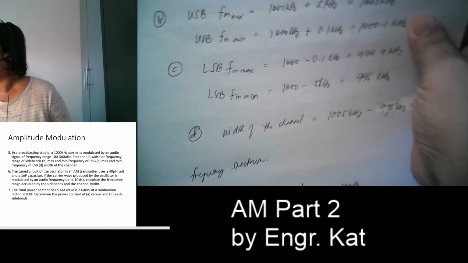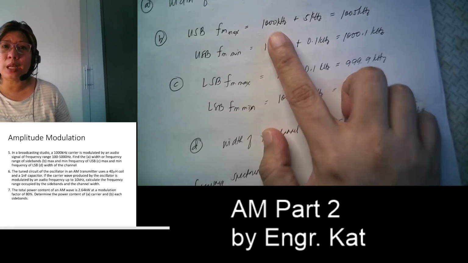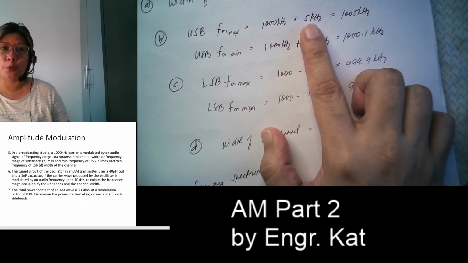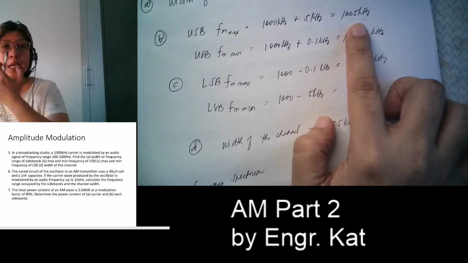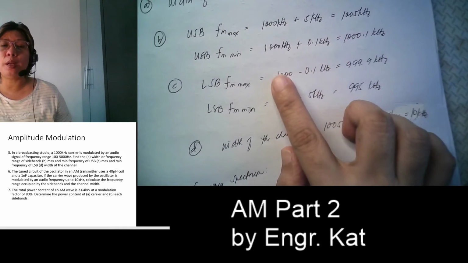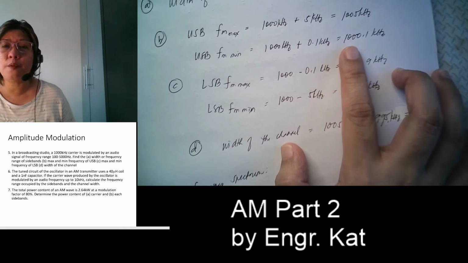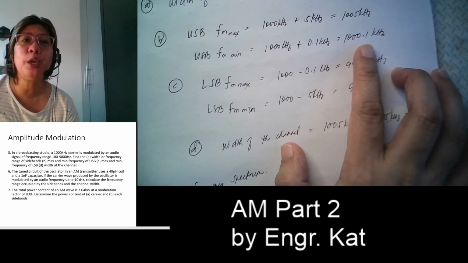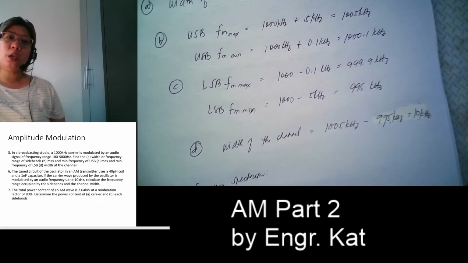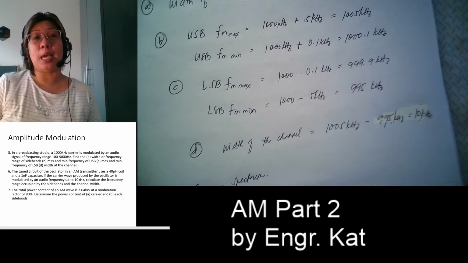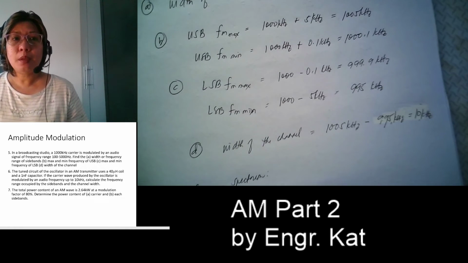The upper sideband maximum is equivalent to 1000 kilohertz plus 5 kilohertz, which gives 1005 kilohertz. The upper sideband minimum is equivalent to 1000 plus 0.1 kilohertz, which gives 1000.1 kilohertz. Why both plus? Because they are both on the upper sideband, and the upper sideband is equivalent to fc plus fm.